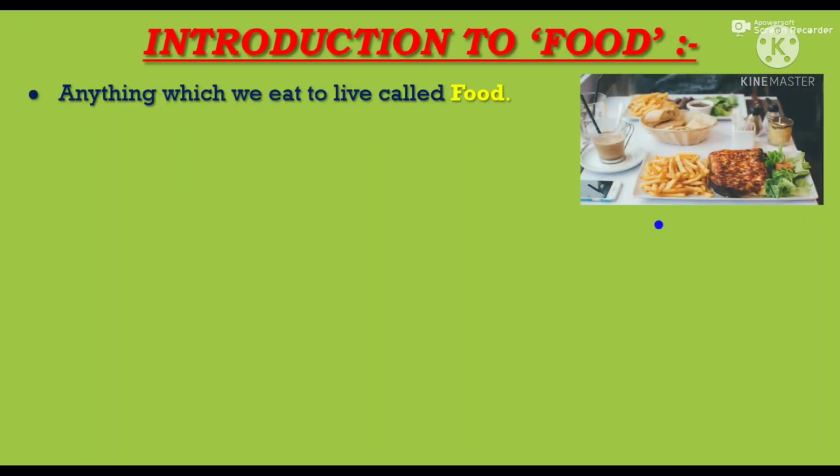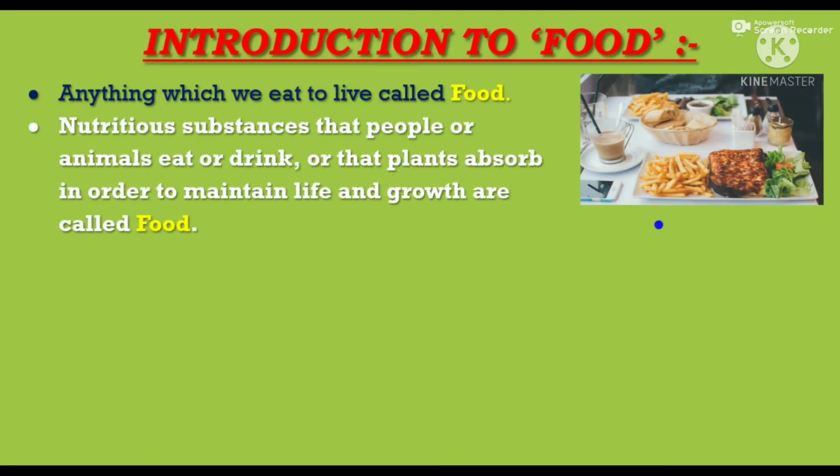So first of all, introduction to food. What is food? Anything which we eat to live is called food. Nutritious substances that people or animals eat or drink, or that plants absorb in order to maintain life and growth, are called food. So not only we take food, but also other animals and plants absorb food.